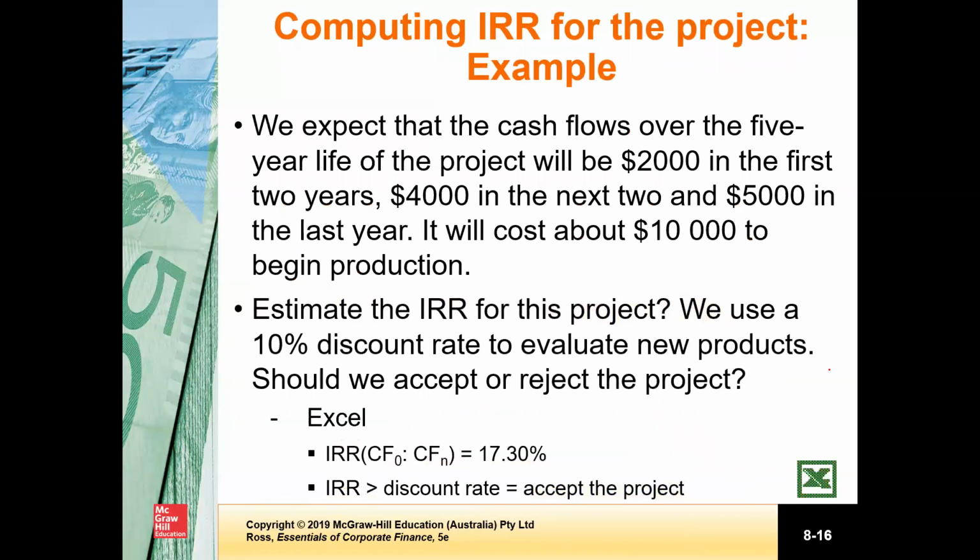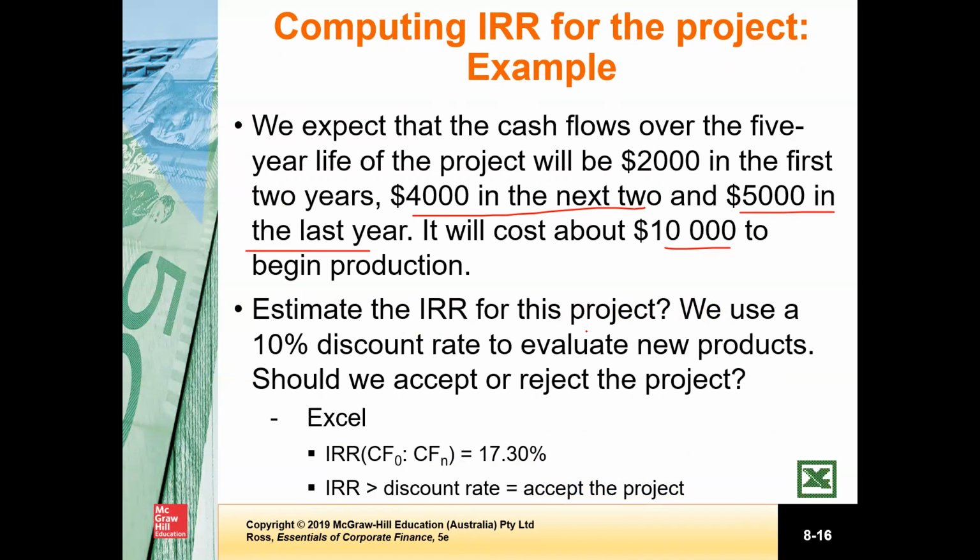Now look at this. We expect that the cash flows over the 5-year life of a project will be $2,000 in the first 2 years, $4,000 in the next 2, and $5,000 in the last year. It costs about $10,000. Now estimate the IRR of the project.